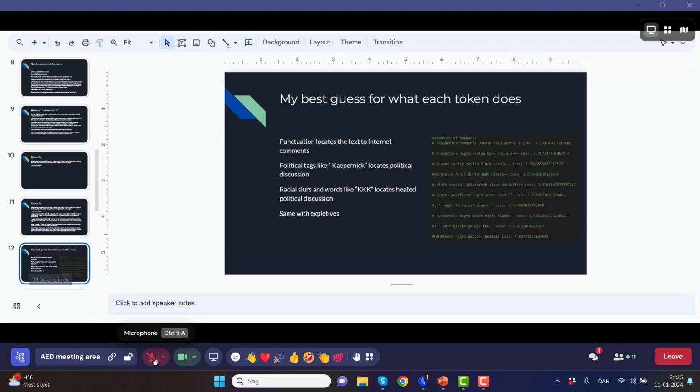So that's very interesting. My best guess for what each of the generated tokens does is that punctuation locates the text as internet comments, because there's a lot of stuff on the internet that isn't internet comments, like code and large scale writing, like news articles. That's probably most of what's in the data set. Then there are specific types of punctuation. You can see the first comment here ends with a Japanese quotation mark. You only see that in Japanese and Chinese writing, and I've never seen it used unironically in Chinese writing. So it's basically just Japanese.